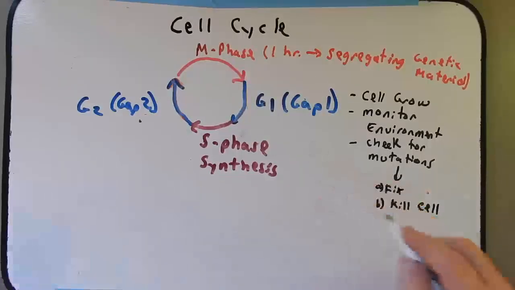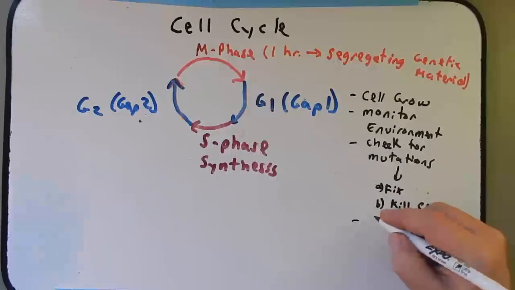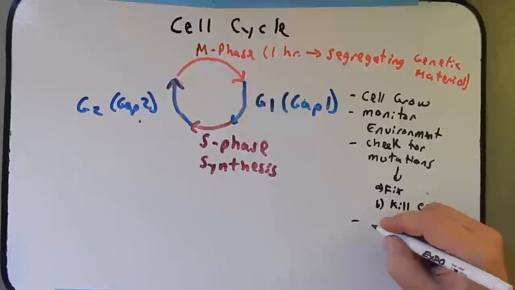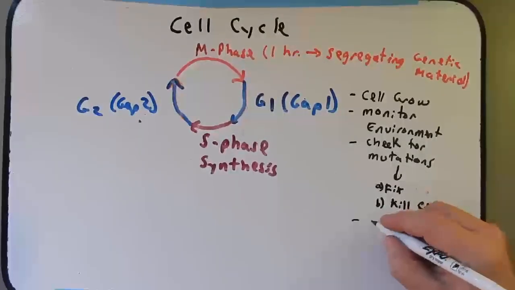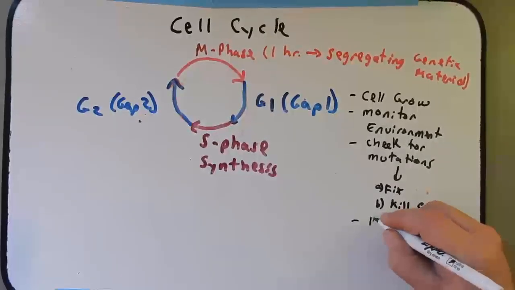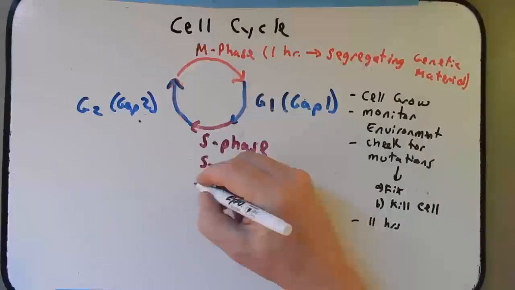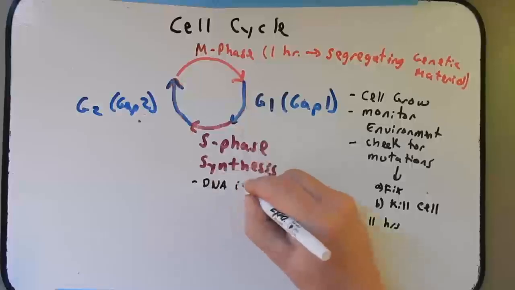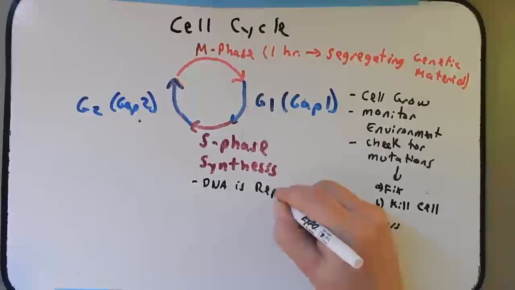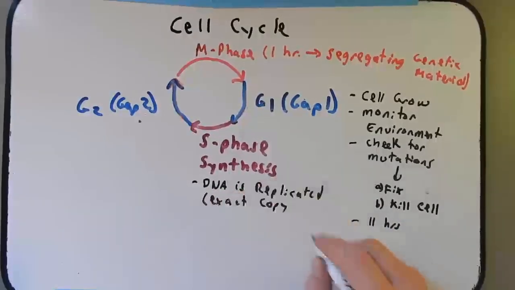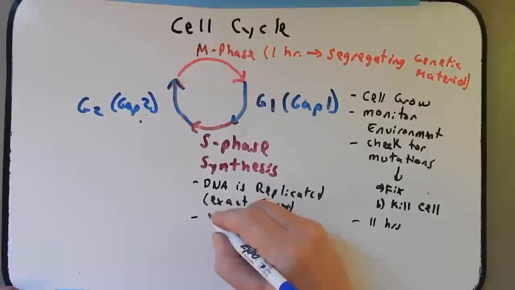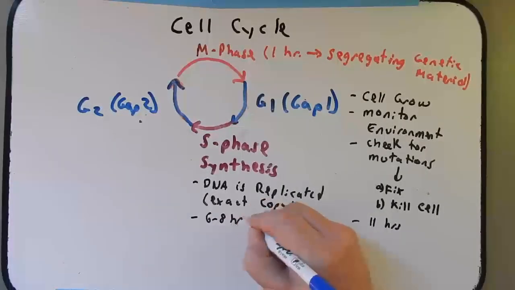I should also mention that G1 lasts, depending on the cell type, but if we think about an approximately 20-hour cell division, this lasts about 11 hours. During S phase, as I already mentioned, this is when DNA is replicated. It makes an exact copy of the DNA. S phase, depending on the cell type, will last between 6 and 8 hours.